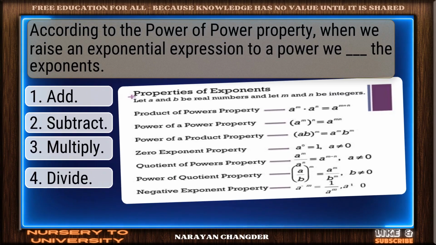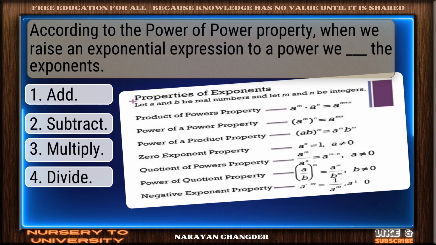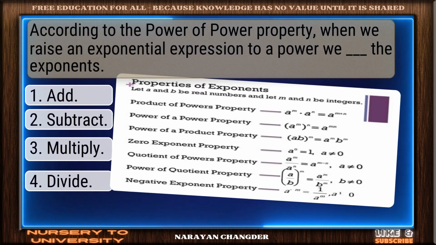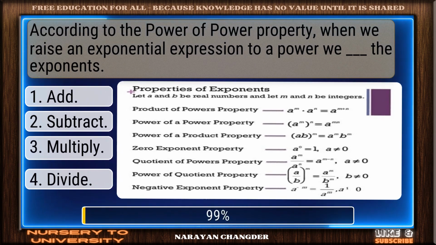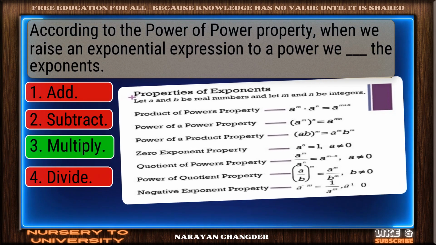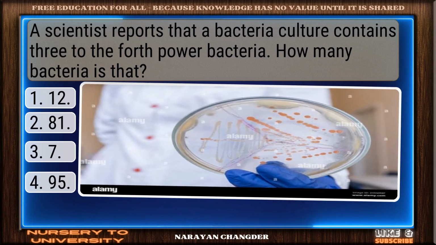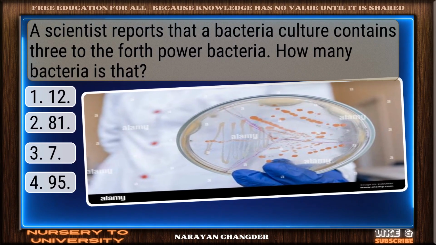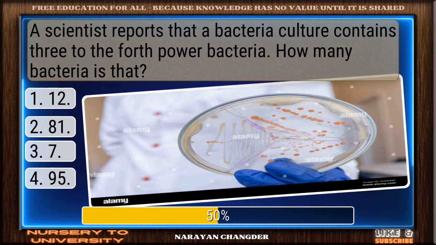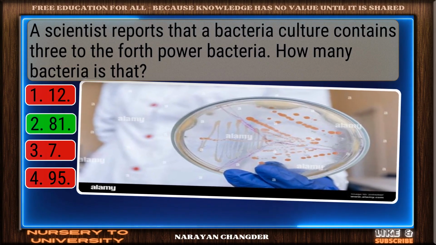According to the power of power property, when we raise an exponential expression to a power, we dash the exponents. On track, multiply is the correct answer. A scientist reports that a bacteria culture contains 3 to the 4th power bacteria. How many bacteria is that? Right choice, 81 is the best answer.